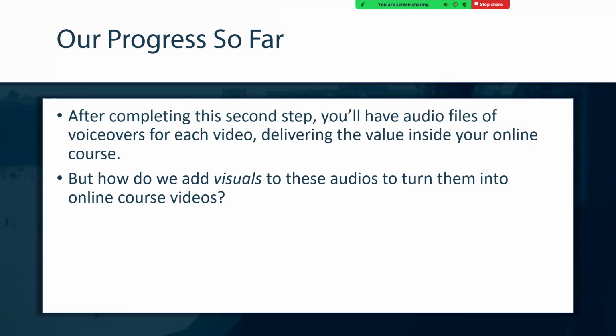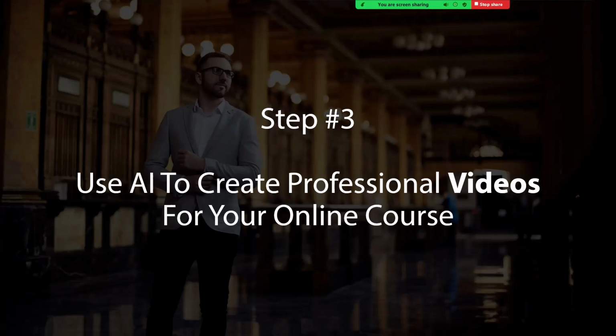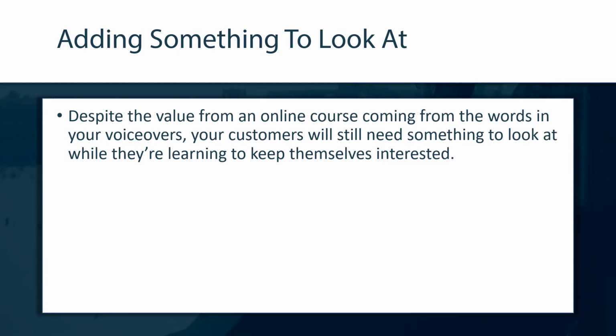So awesome. Now, step three in this process, the final step, is to use AI to create professional videos from those scripts and those audio files for your online course, turning everything into the videos themselves. It's the final step in the three-step process. So we're basically adding something to look at.